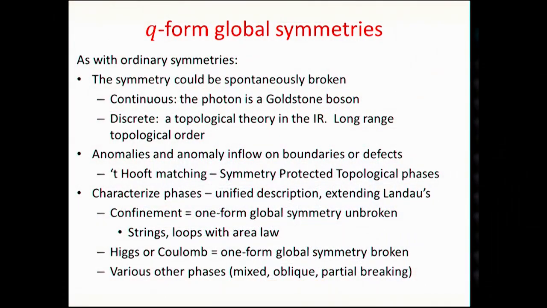It turns out that this generalizes and gives a more complete picture of Wilson's and 't Hooft's characterization of phases. So Wilson and 't Hooft's characterization of phases in terms of perimeter law and area law, Higgs, confinement, oblique confinement, and so forth, can be completely rephrased. In fact, it can be stated a lot more accurately and more completely as exactly the same as Landau's picture of phase transitions.